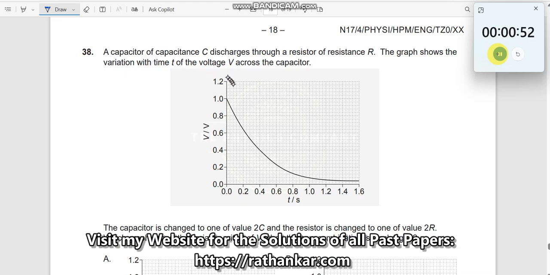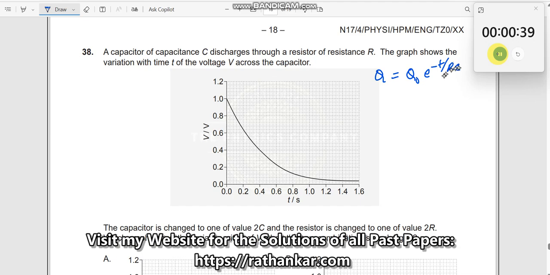A capacitor of capacitance C discharges through a resistor of resistance R. The graph shows the variation. So what is the equation governing this discharge? You know that Q is equal to Q naught e to the power of minus t by RC. This is what it depends on. It depends upon the value of RC, so how does the Q change? Now, if the values of R and C are given here, the value of Q is given like this over here. This is a constant equation.